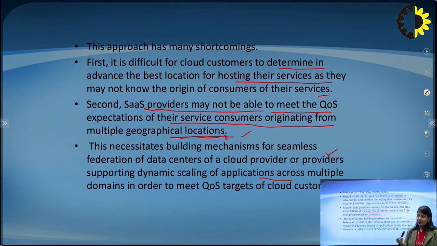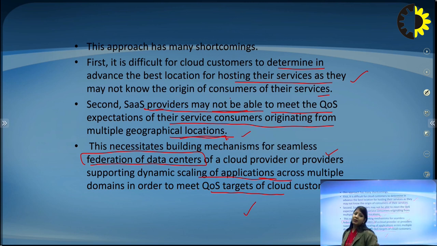So for these reasons, there is a problem in hosting the customer services on different platforms and at different geographical locations, and the quality of service is going to be compromised. So the necessity is that there will be a federation of these data centers, so that it will support the dynamic scaling of the application and meet the QoS targets of the cloud customer. It is very important: the main point is we have to attain the QoS targets, support the QoS, and dynamic scaling should also be there.